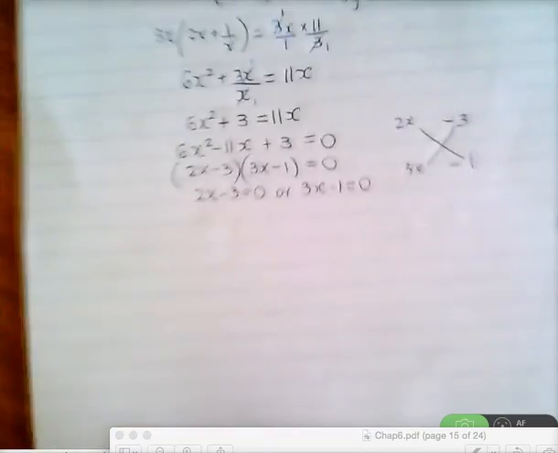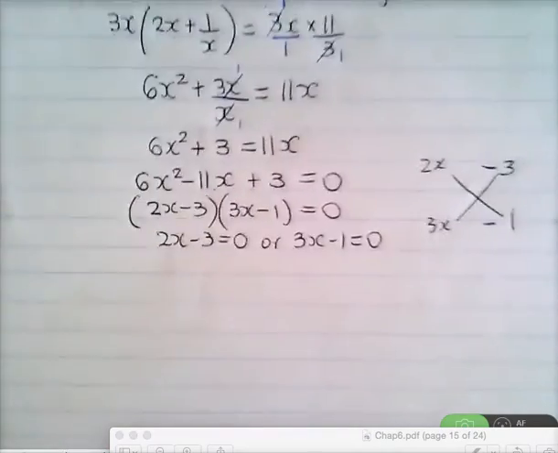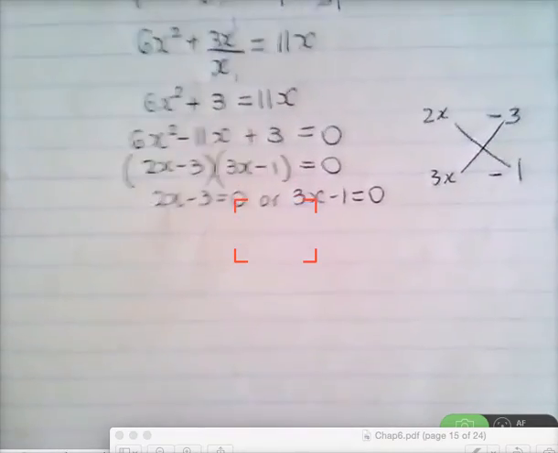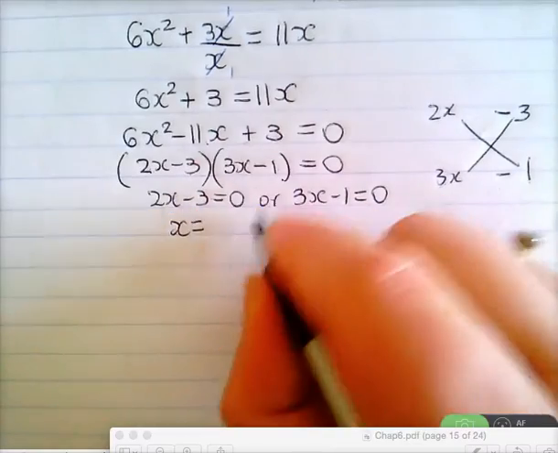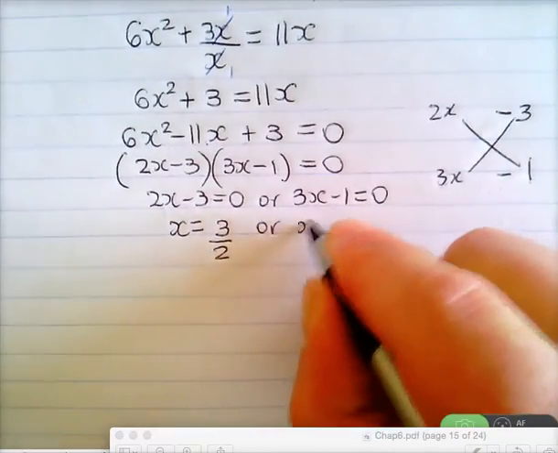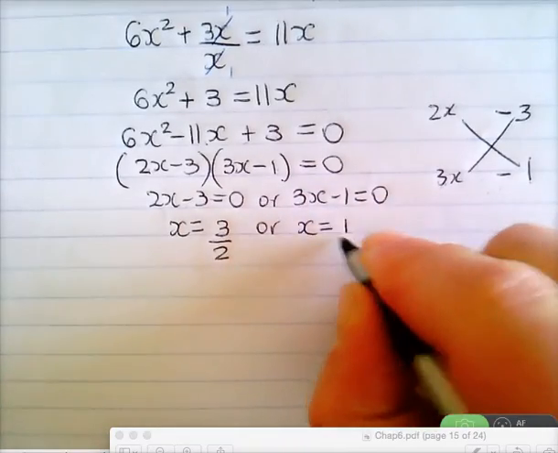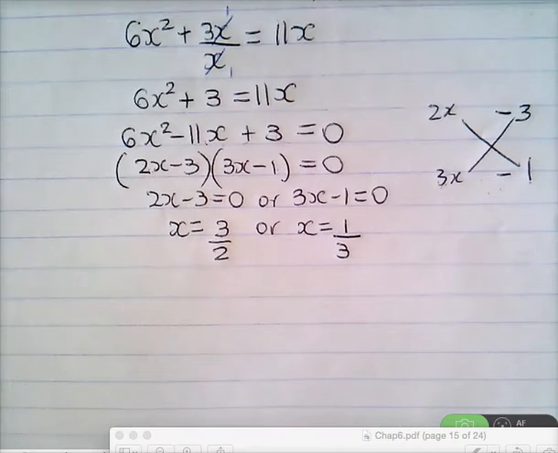Make this a bit bigger. What have I got, girls? Come on. X is what? You take the 3 over and make it plus 3, and then you divide. Or x is, you take the minus 1 over, becomes plus 1, then you divide by the 3. So x is 3 on 2, or x is a third.